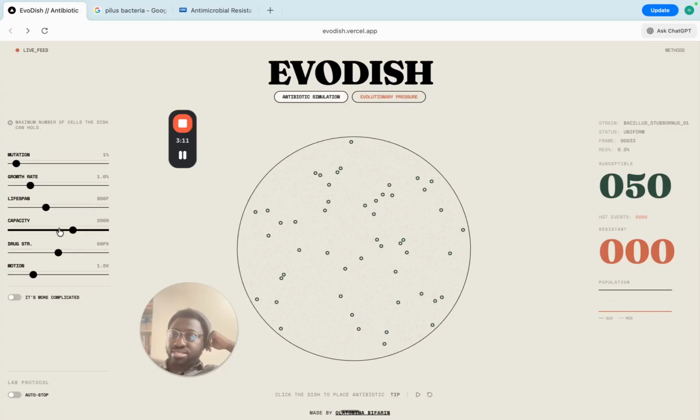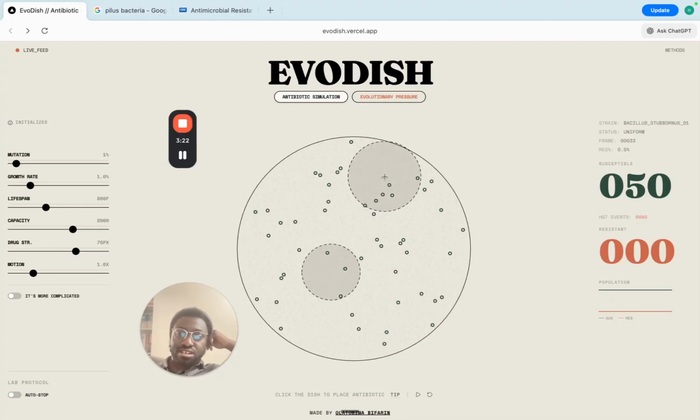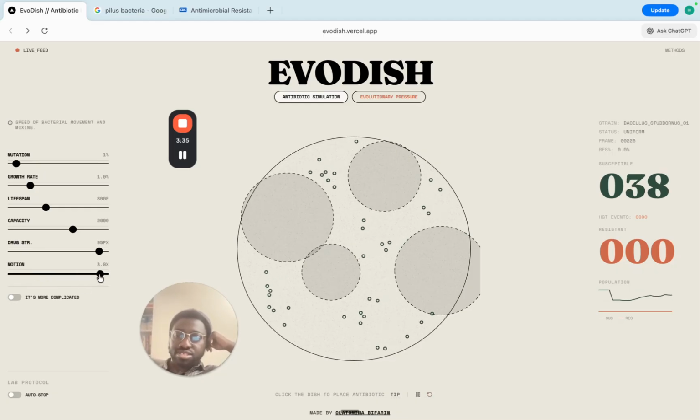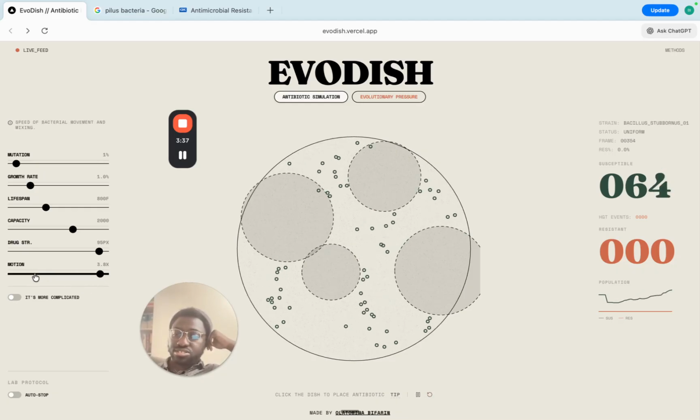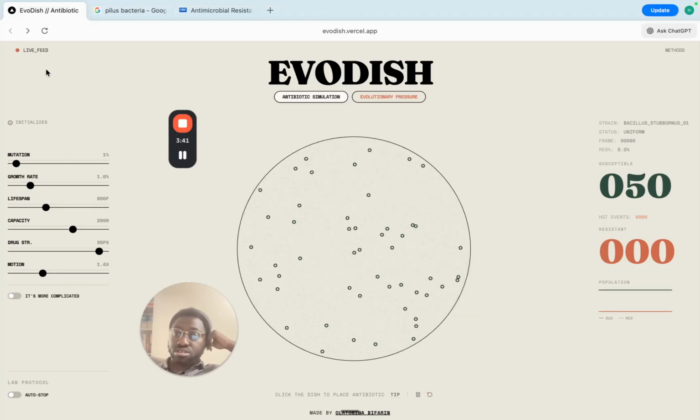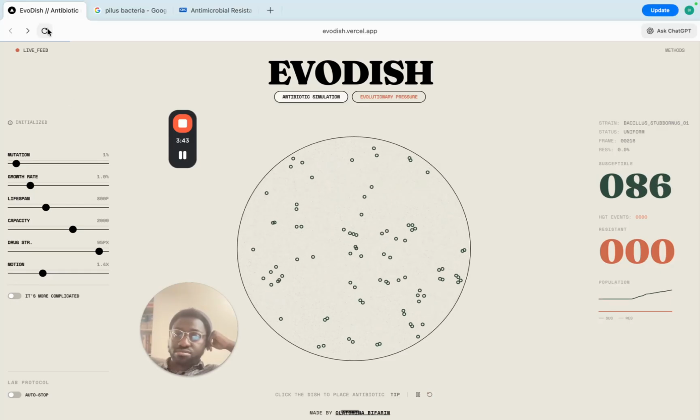This is the capacity that our dish can hold, so you can tweak this. The strength of the drug is simply how large these discs are. I think the default is... so how large can we actually make these discs? And this motion is essentially to speed up bacterial movement. If I increase it, you can see that the motion is increased, just to speed up the experiment. So let's go back to the defaults.